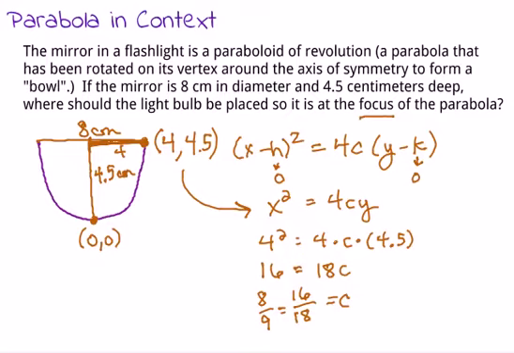If our c is 8 over 9, then that tells me that the focus of our parabola is going to be 8 over 9 centimeters away from the vertex, which means if I put our focus right here, then this distance is c, which is equal to 8 over 9, which means that the light bulb needs to be, let's fix that, 8/9 centimeters above the vertex.